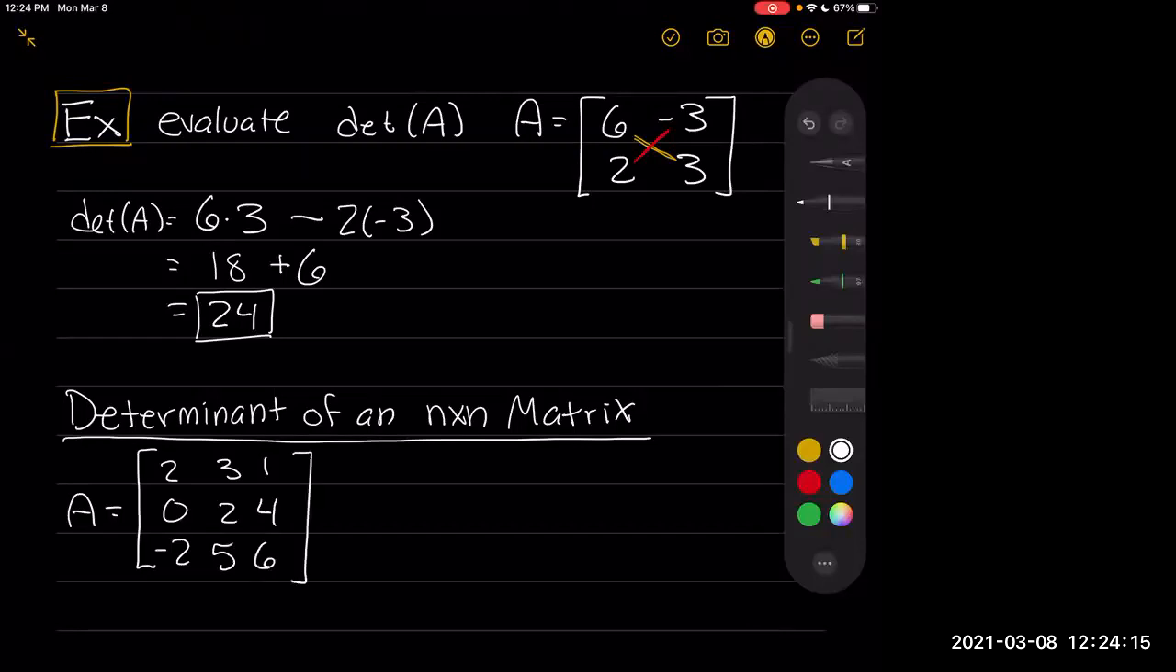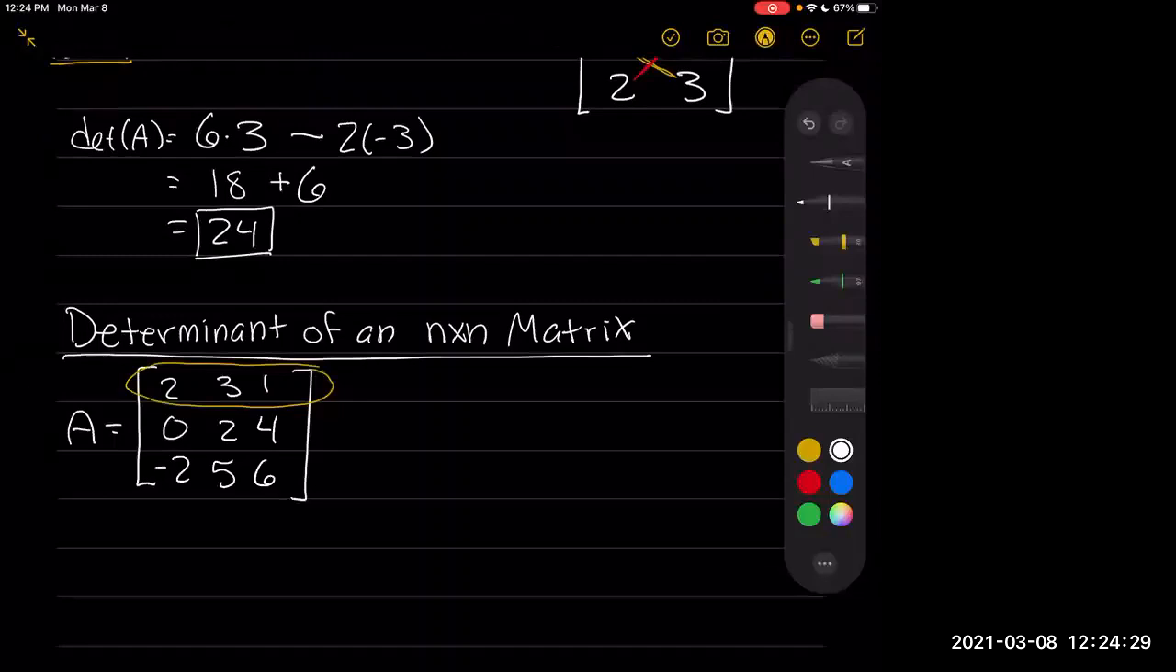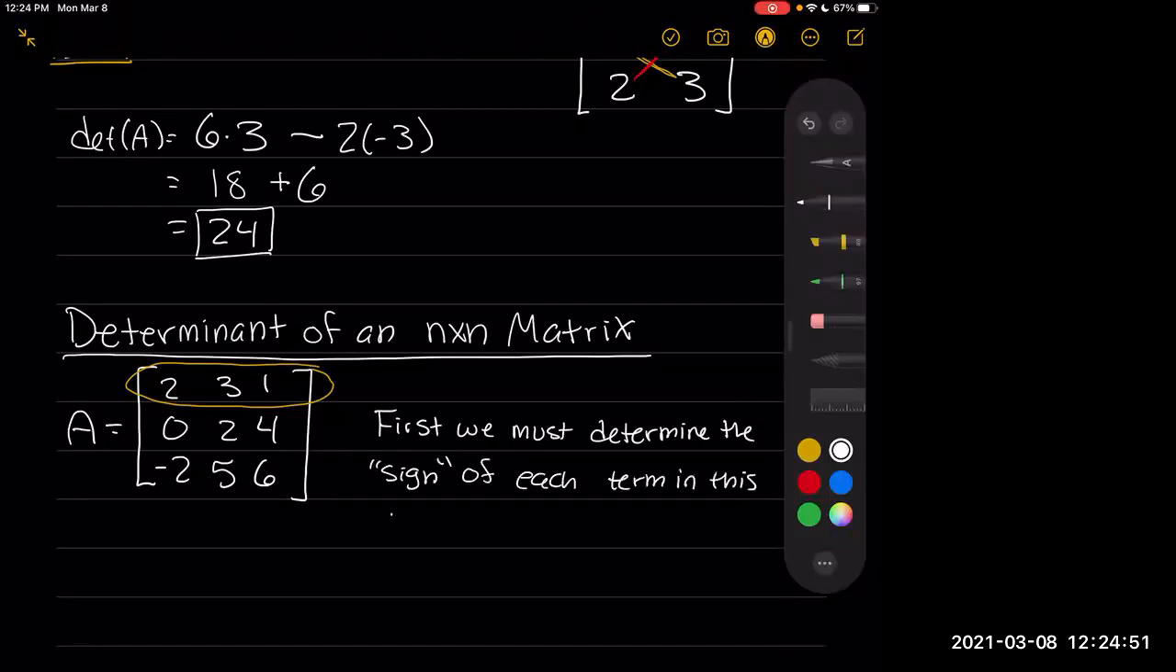For this example, we're going to be focusing on expanding around this first row. Later, I'm going to teach y'all that you can choose any row or column, but I'm going to start with this first row. So first, we must determine the sign of each term in this row. And it's not the sign of the actual number.